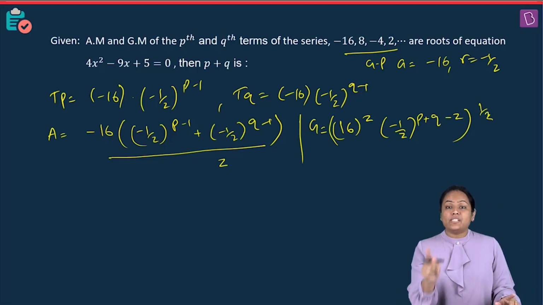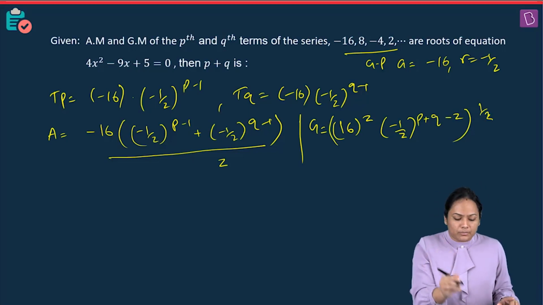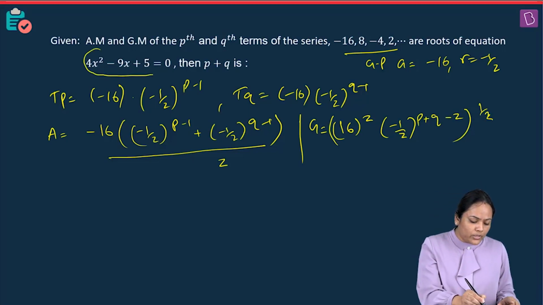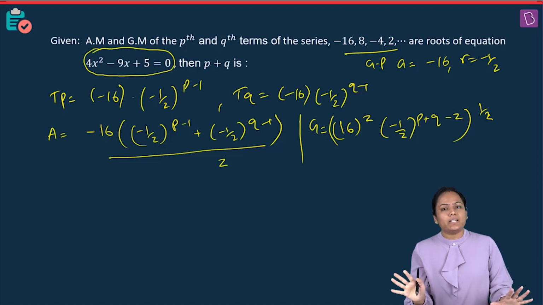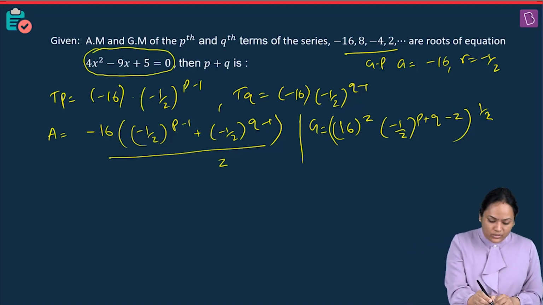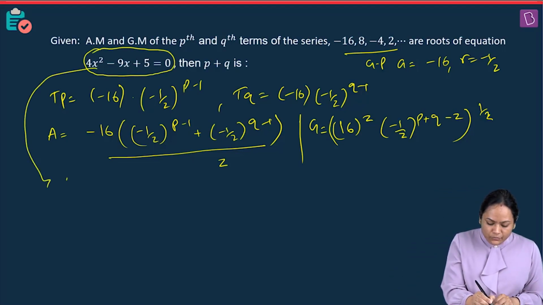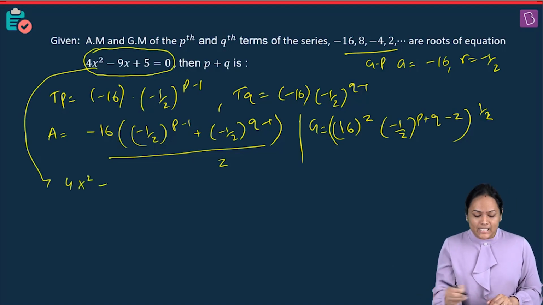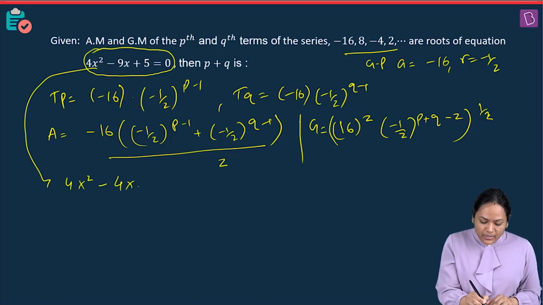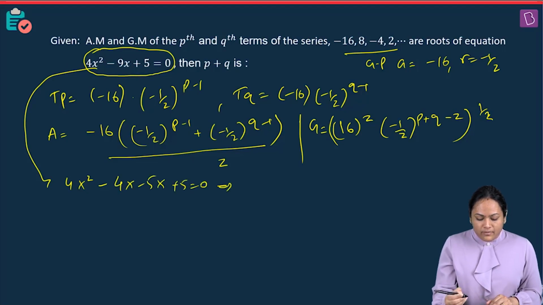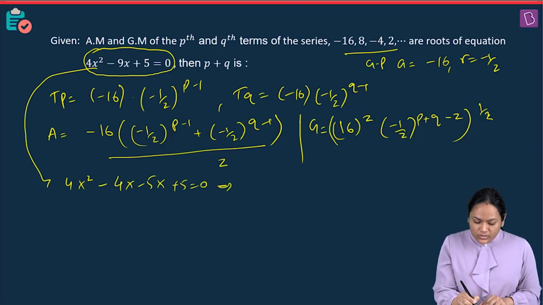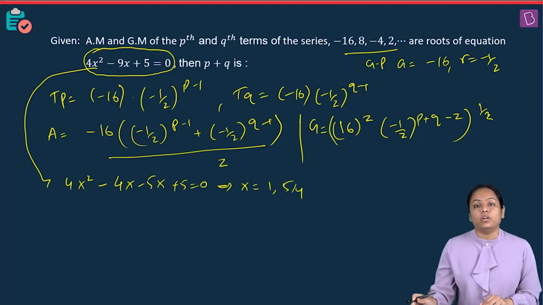And what they have said is that the arithmetic mean and geometric mean are roots of this quadratic equation. So let's quickly factorize and find the roots for this equation. So this equation is 4x square minus 9x plus 5 equals 0, which factors as 4x minus 5 and x minus 1. When you actually find the roots, they come out as x equal to 1 and 5 by 4.